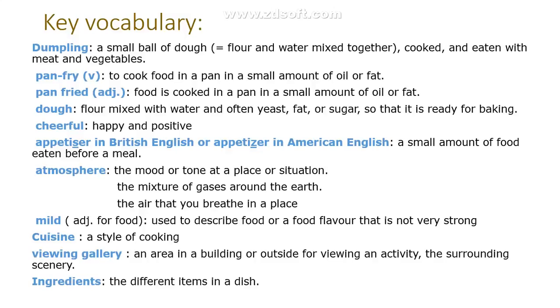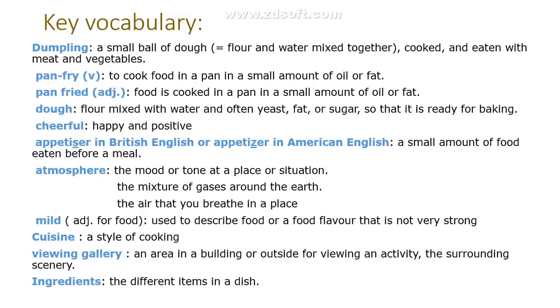Atmosphere. This word has three meanings. The first one, the mood or tone at a place or situation. Second one, the mixture of gases around the earth. Last meaning, the air that you breathe in a place.